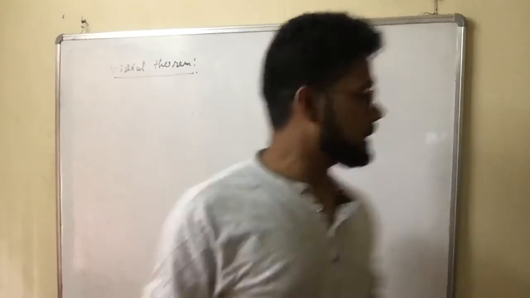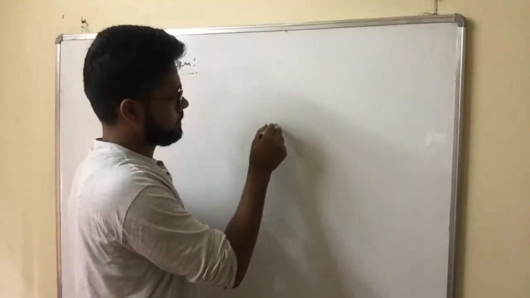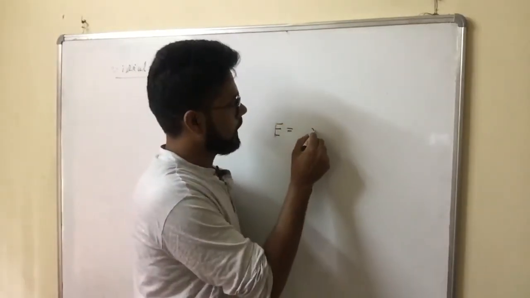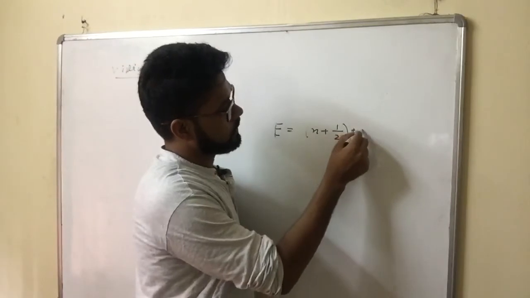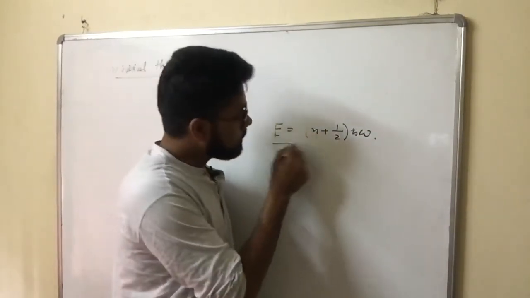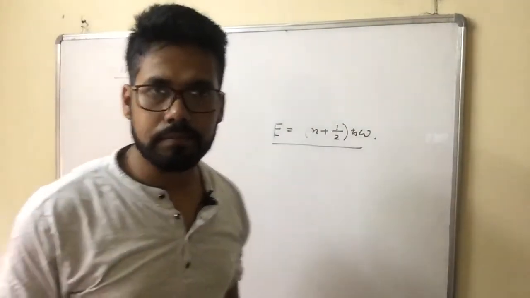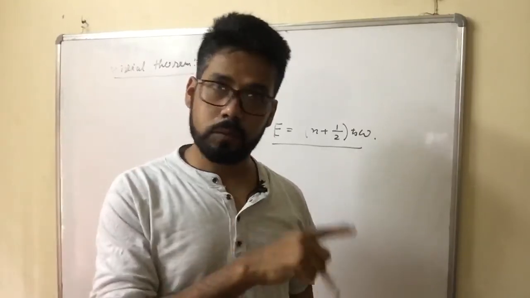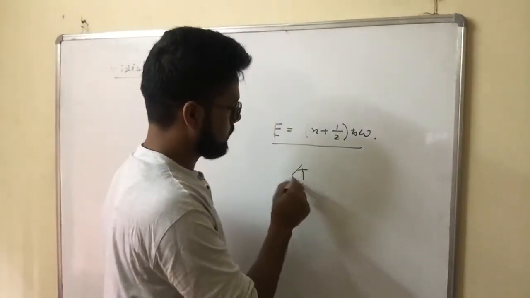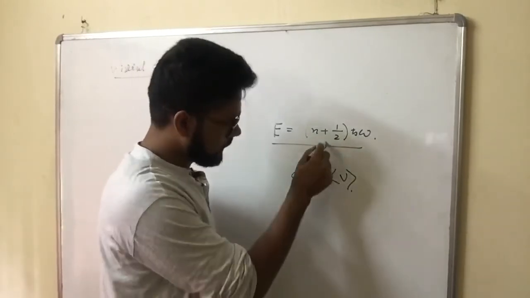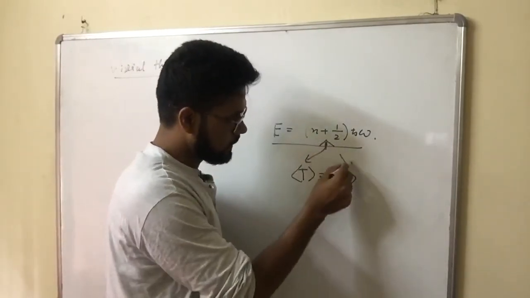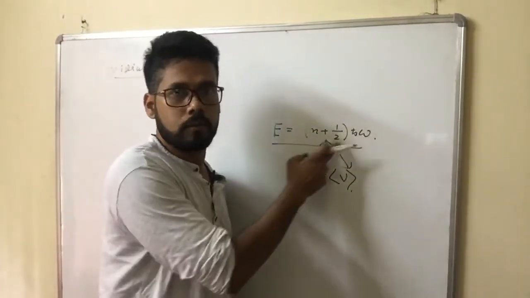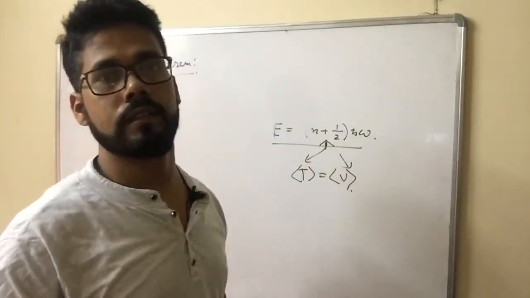See, I am giving another example: total energy of a 3-dimensional harmonic oscillator. For a 1-dimensional harmonic oscillator, n plus half is possible. We already know this is the total energy of the system. Now we have already established that average kinetic energy equals average potential energy. This energy is equally divided: one part is contributed by kinetic energy, one part by potential energy. This is why it is so important.